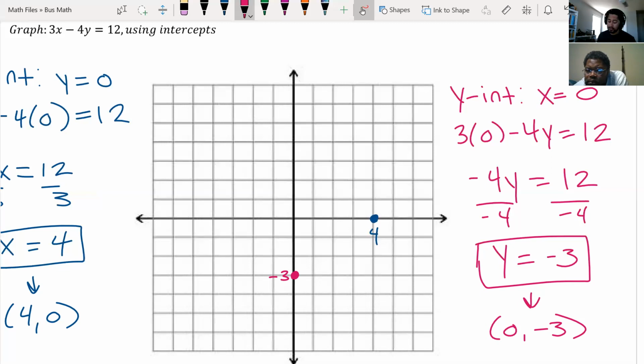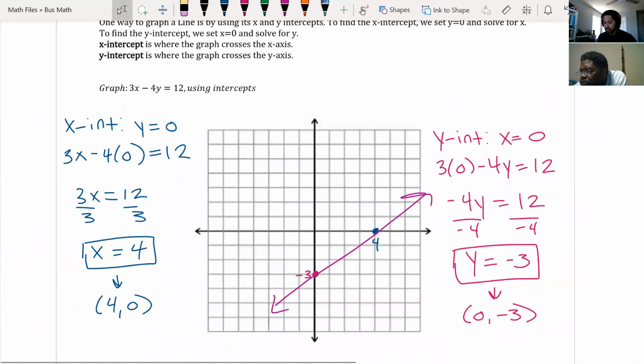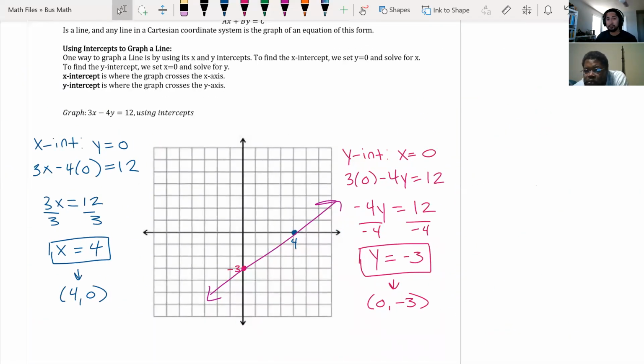So all we have to do now is just connect these 2 points. And that's it. Oops, as straight as you can. And there we go. That's it. That is graphing by using x and y intercepts. Okay. Any questions on that? All right. Okay. Let's move on.